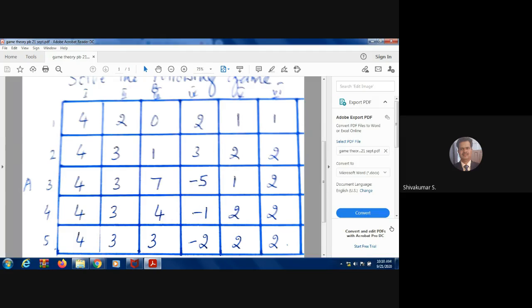Before that, just take the problem. Solve the following game. It's a 10 marks or sometimes 40 marks problem. Take the problem right now. A has 5 rows, meaning 5 strategies. B has 6 columns, that is 6 strategies. Please take down the problem now. I'll give you 2 minutes to write the problem. Write down the matrix for player A and player B.